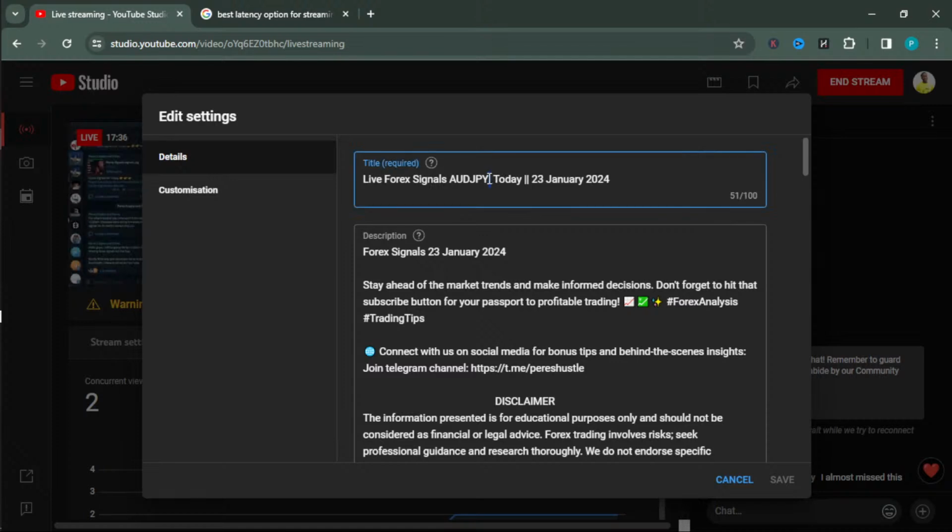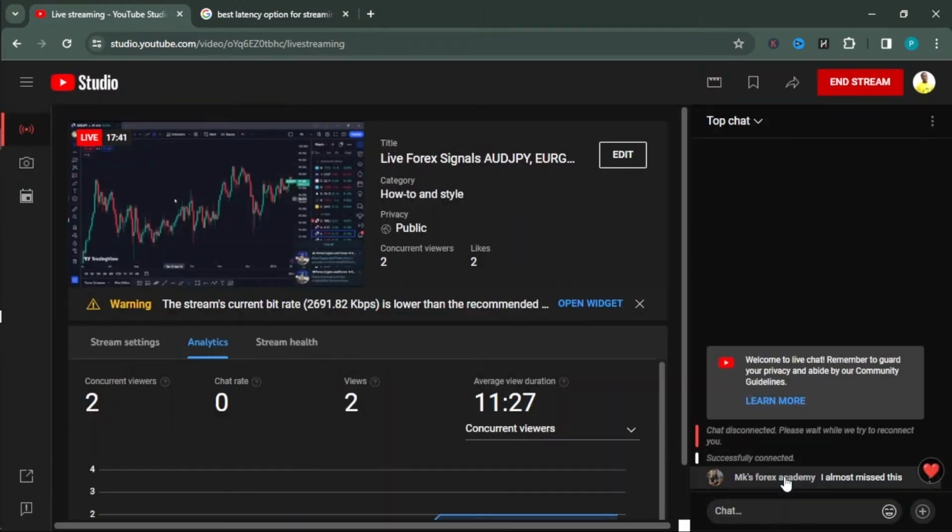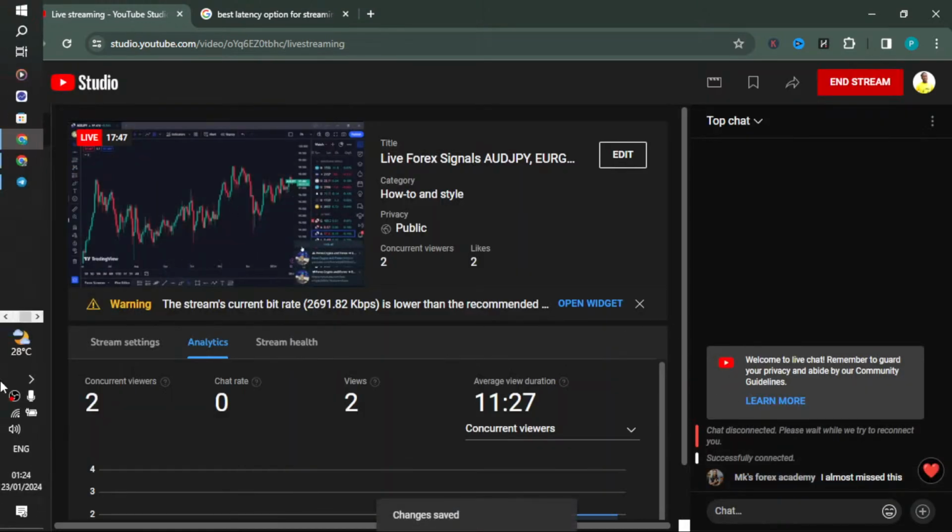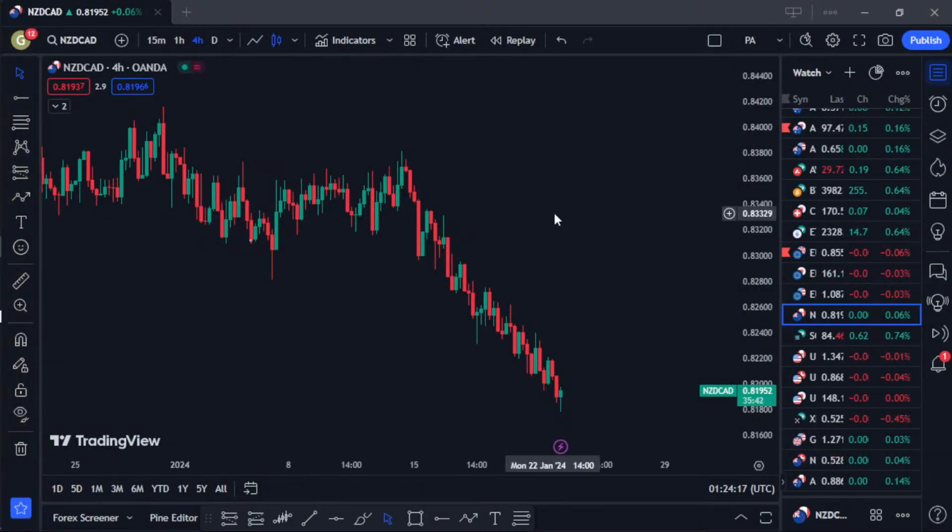EURGBP. So now back to our chart again. Let's take a look at the NZDCHF on the 4 hours chart. So please, all my charts are simply dealing with the 4 hours. So everything we are doing right now is on the 4 hours market. So just take it like that.